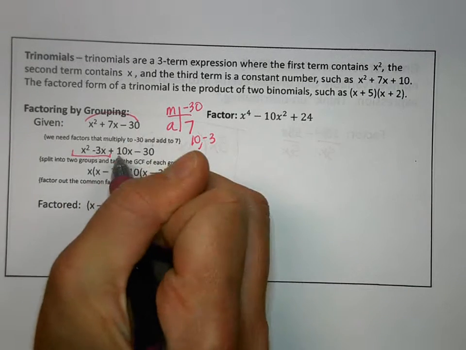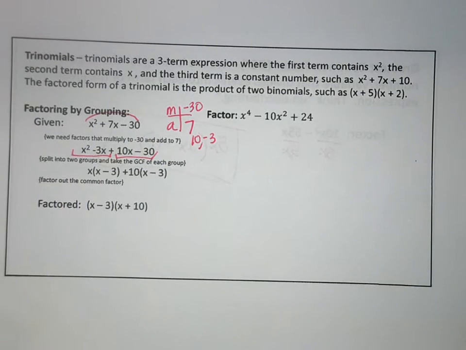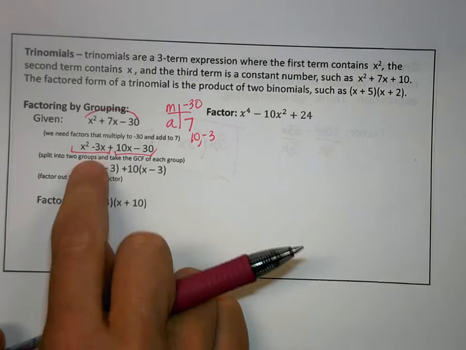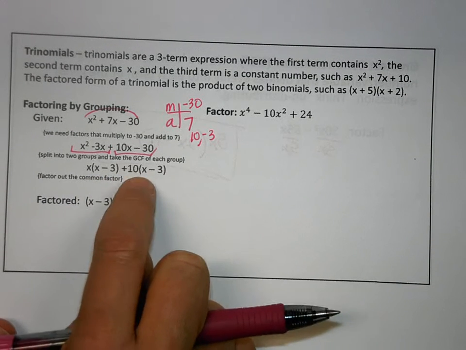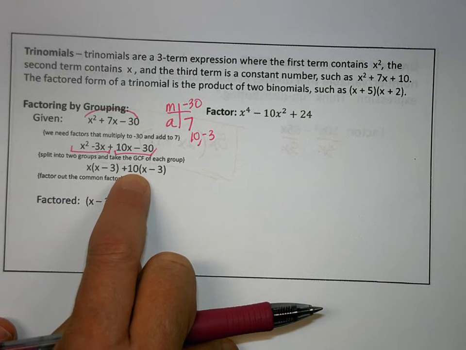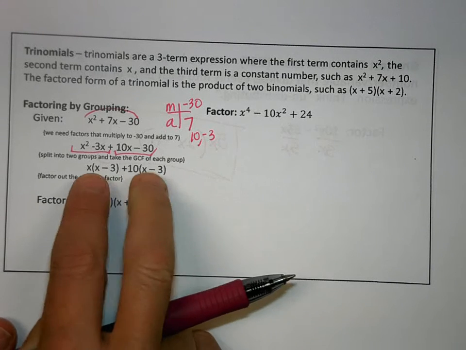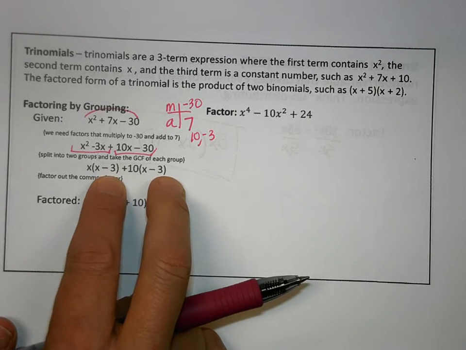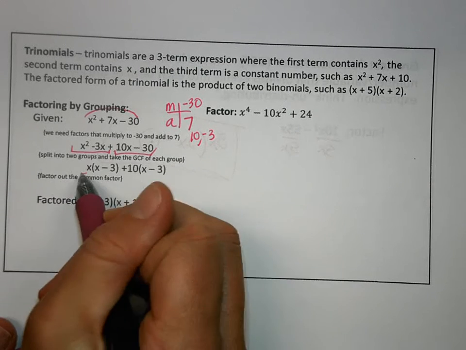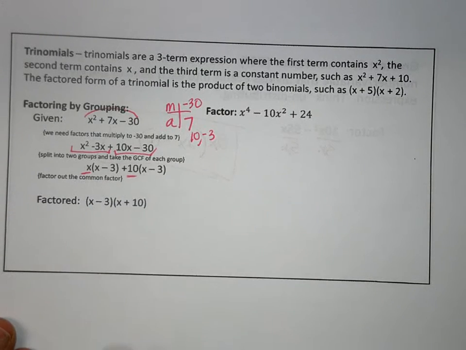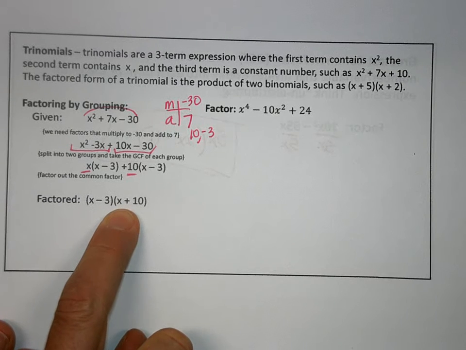And then we group the first 2 together, take out the GCF. The first group, this GCF is x, and we're left with x minus 3. The second group, we have a GCF of 10, and we're left with x minus 3. These should always match. And then now our GCF is x minus 3, and you're left with x plus 10 for your second parenthesis.